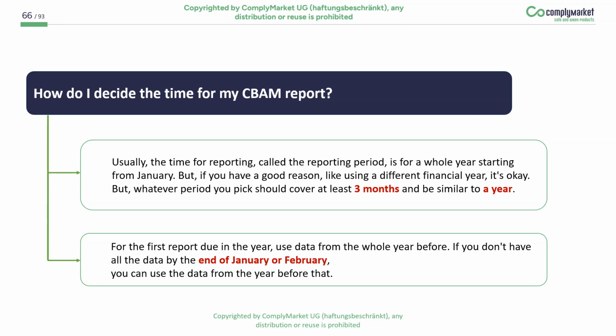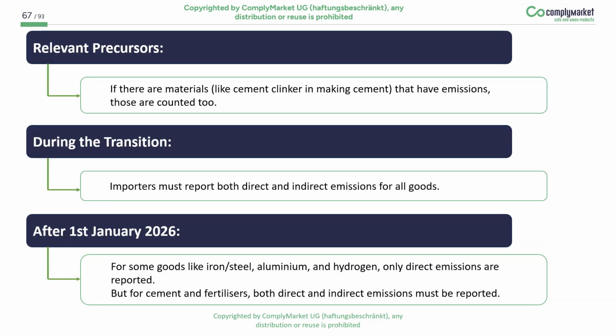As said also, you need to report at least 3 months. And if you don't have the data, you can use the data from 1 year before, in the transitional period now. You need to check, for example, in cement, if cement clinker is used, then you have to consider its emissions too.